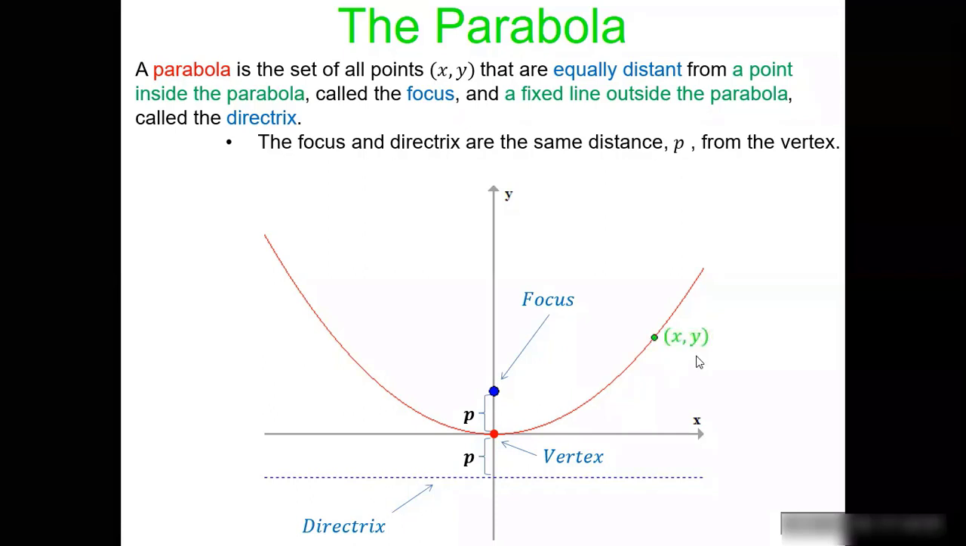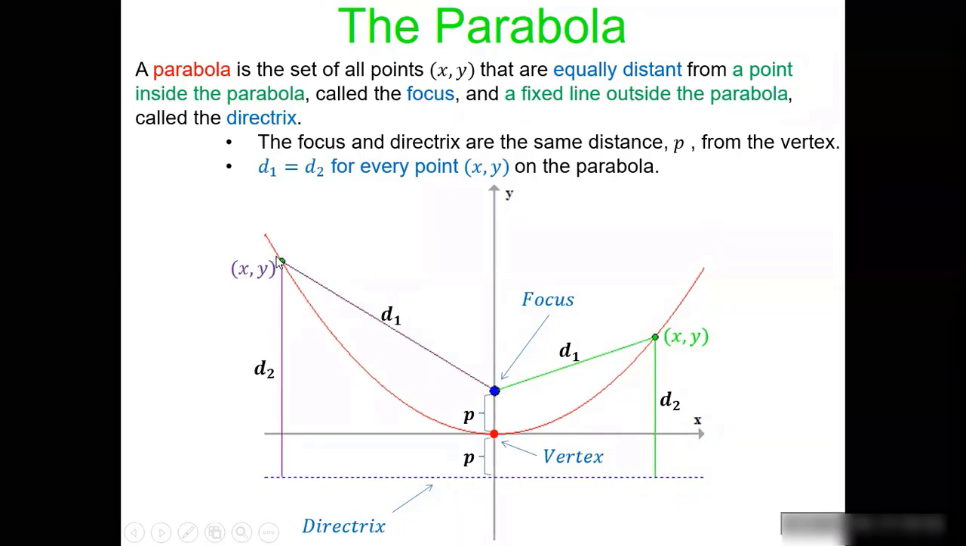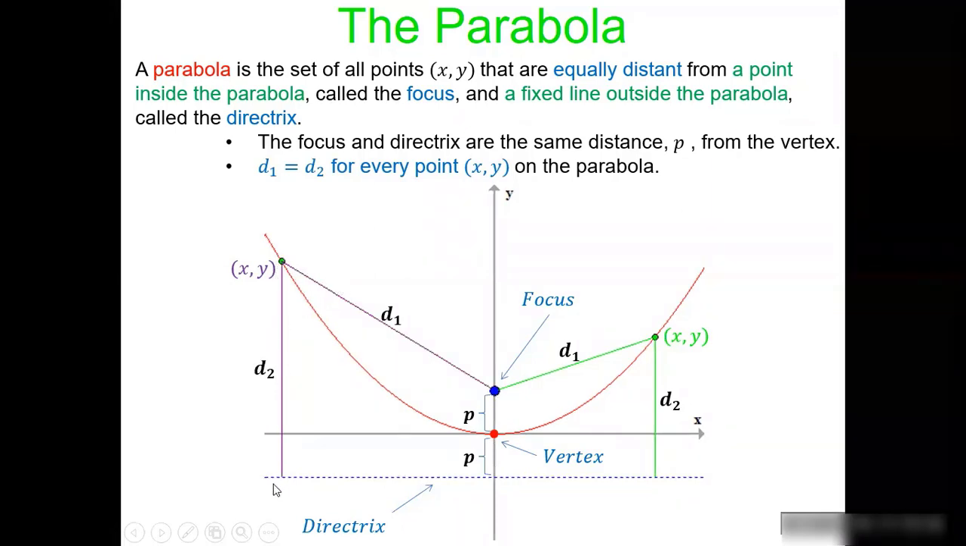But it turns out that any point you pick on the parabola will be the same distance from the focus as it is from the directrix. Or in other words, this d1 will equal d2. Even if we pick some other point on the parabola, the distance from that point to the focus will be the same as that point to the directrix. This is the actual definition of a parabola, but what we're going to do now is figure out how we can find all of the important features of this graph and what the equations look like.